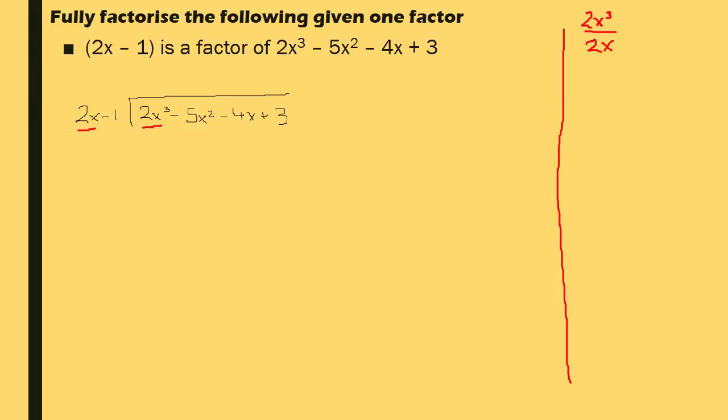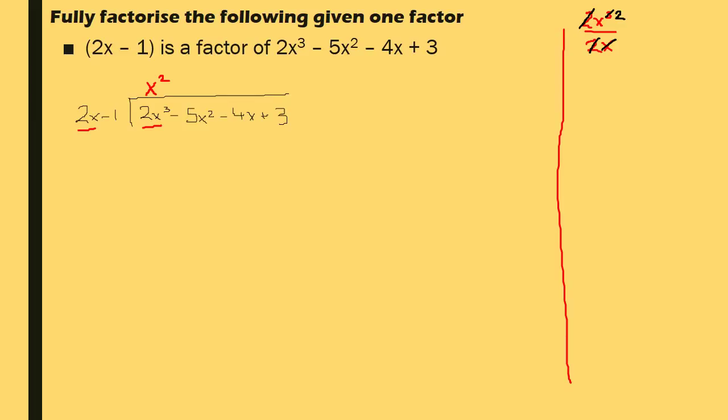And you'll see that 2 divided by 2 should cancel. And x cubed divided by x will cancel to give me x squared. So I can therefore write that how many 2x's are in 2x cubed, or what do I need to multiply 2x by to get 2x cubed? I need to multiply it by x squared.